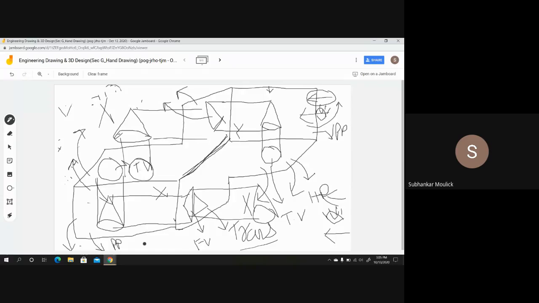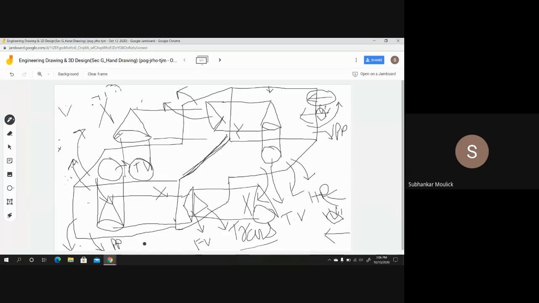What will happen? Only the object will change. In the first problem, if the object is a cylinder, in the second problem, the object will be a pentagonal pyramid, in the third case, the object will be a hexagonal pyramid, and so on. The concept is the same. The process of rotating the plane is the same. The process of getting the front view, top view, and side view, everything is the same. What will change in each and every problem? Your object will change, firstly, and second, the position of the object will change.